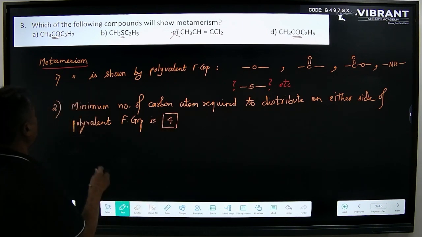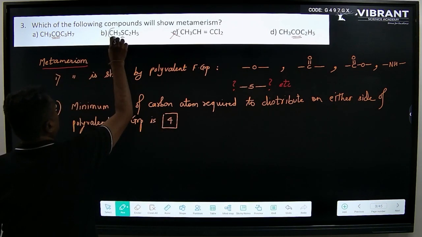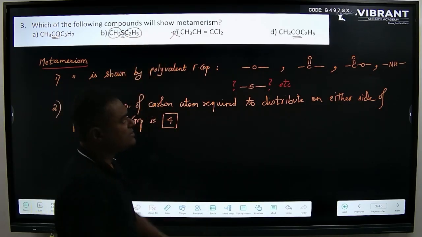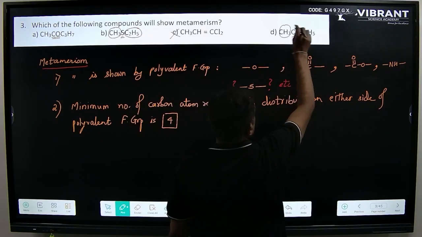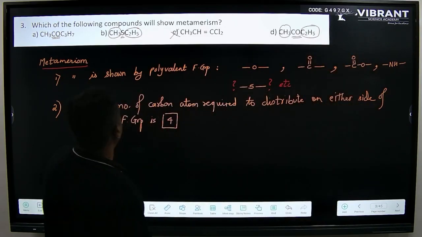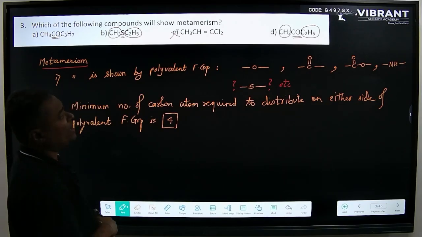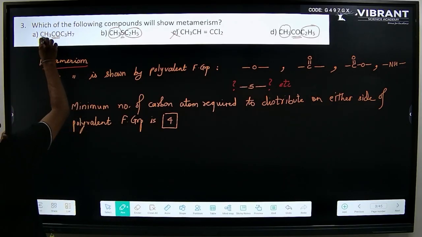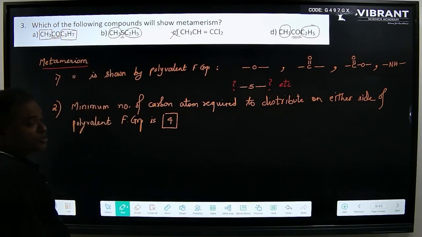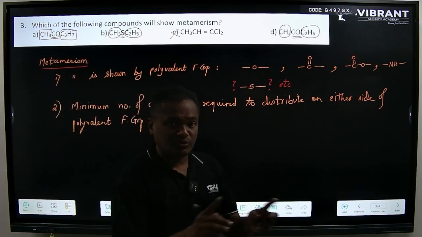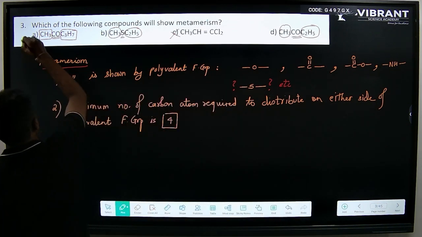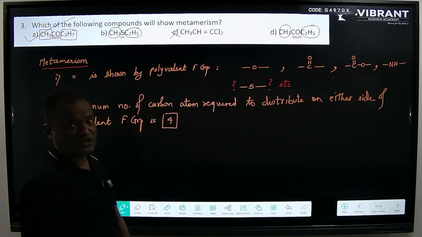Now, here if you check, I have got 1 carbon atom over here and 2 carbon atoms over here. So, the minimum is 3 in this case. How many carbon atoms do you have over here? 1, and over here again 2. That means in this case also the number of carbon atoms is not as per the requirement, but over here there is 1 carbon atom and there is 3, which makes 4. So, the minimum number of carbon atoms required to distribute on either side for metamerism is 4. So, as per the discussion, the correct answer has to be A. I hope this is clear.